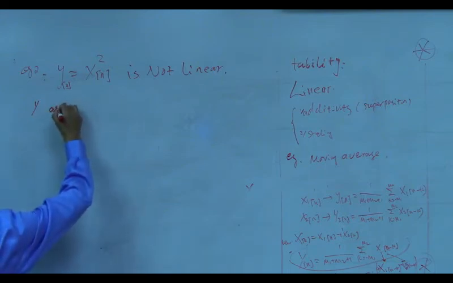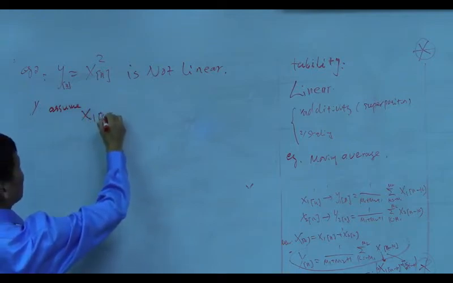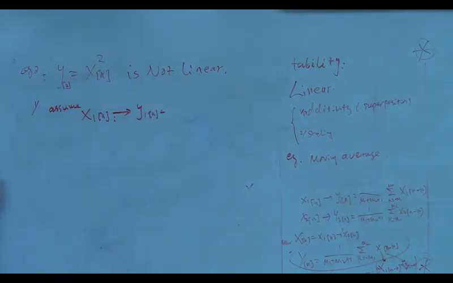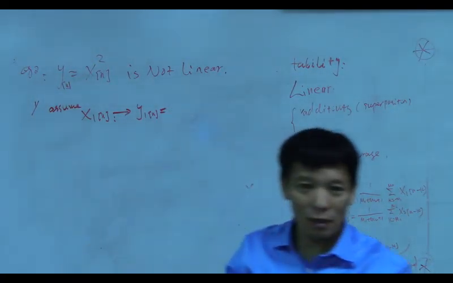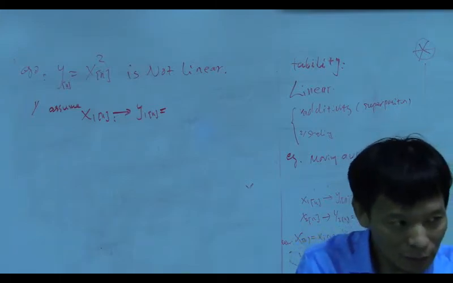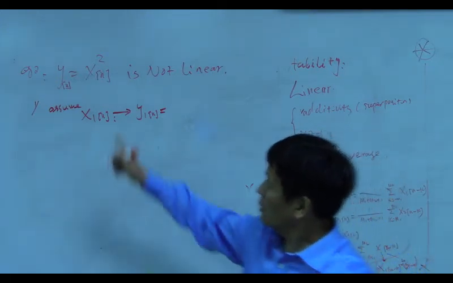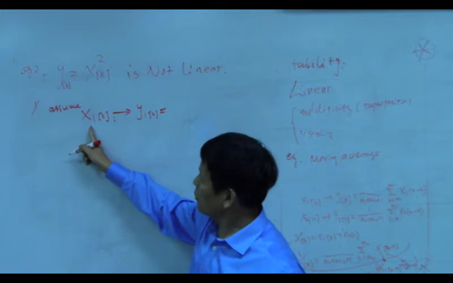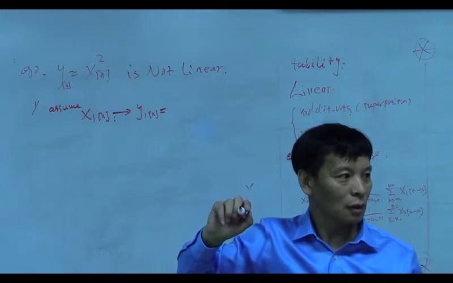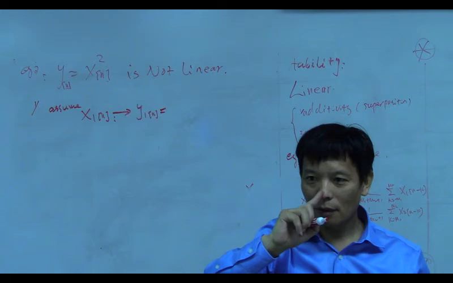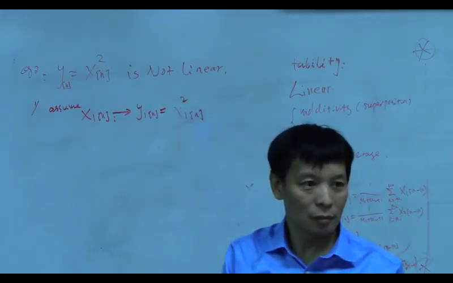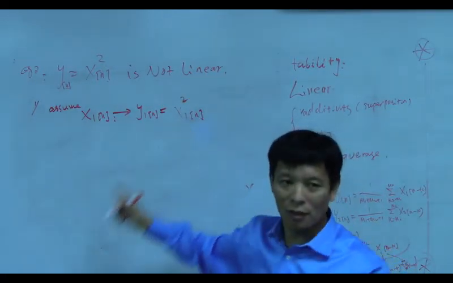So assume we have input x1, then the output will be, what is the output? The y1. This is the system, so the square. If the input equals x1, what is the output? Yeah, it is y1. Okay, x1 squared. Make sense? No matter what your x1 is, just x1 squared.